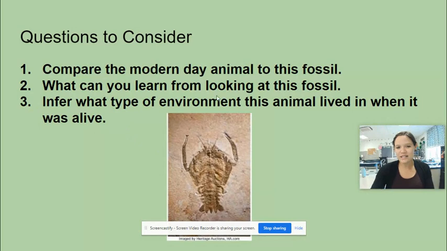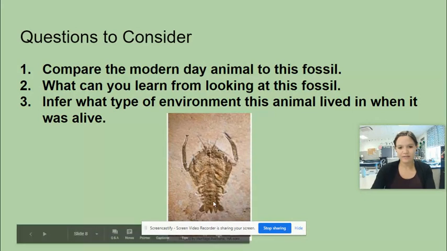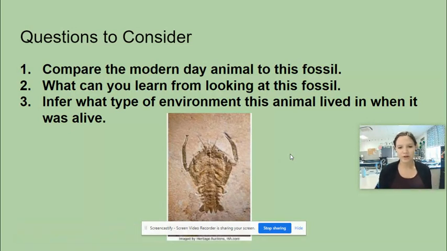And I can infer what type of environment this animal lived in when it was alive. Well, I know that lobsters and crabs live in the ocean now. So this creature probably too lived in the ocean, or lived in a sea when it was alive thousands or millions of years ago. So I can compare what I know about current creatures to help me figure out about these prehistoric creatures that lived.